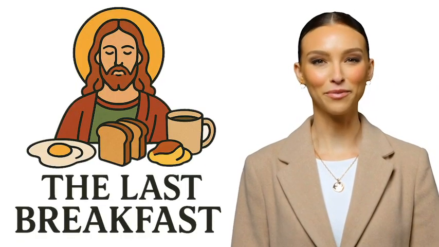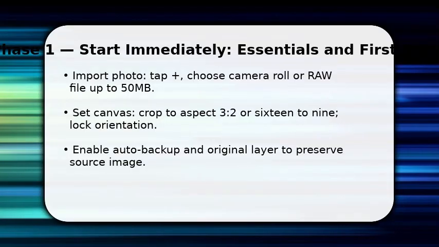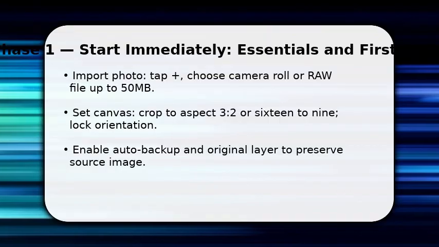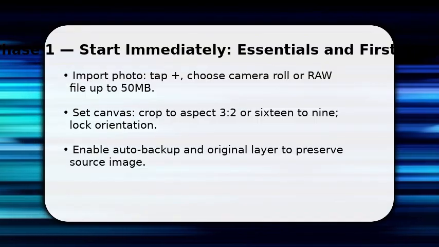Please enjoy the video. You begin by importing a high-quality nature photo. Choose a RAW or highest JPEG available to retain detail. Once imported, make quick framing decisions. Crop to 3:2 or 16:9 depending on final use, and lock orientation to avoid accidental flips. Enable auto backup and keep an original layer so you can undo heavy edits.